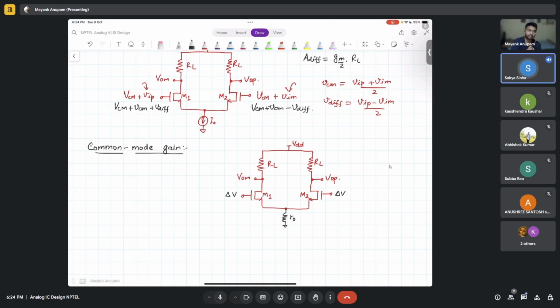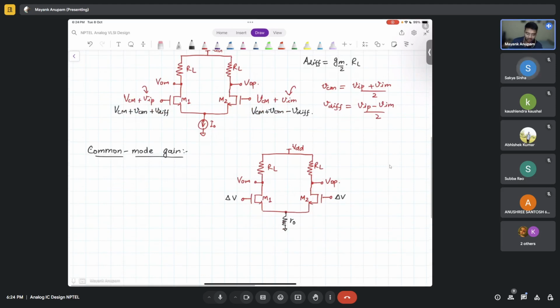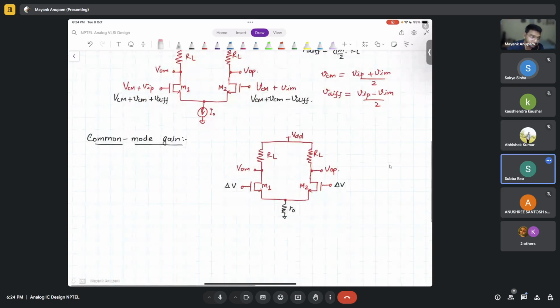Understood. This is how it is. Here I have not made any distinction right now. VIP and VIM are just some signals which may have some common component to it. The differential voltage is VIP minus VIM, divided by 2.